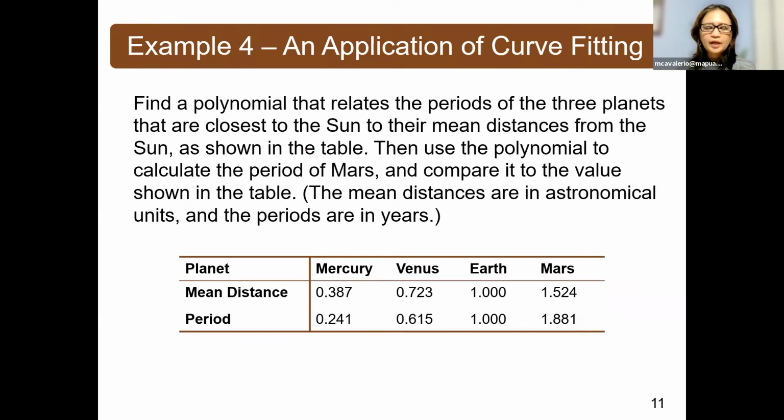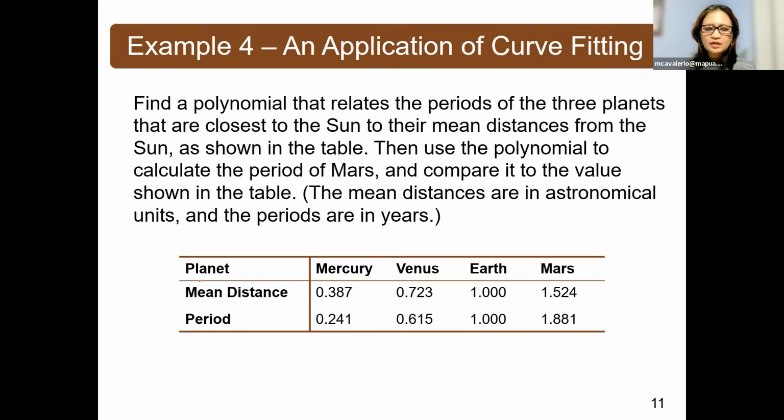Find a polynomial that relates the periods of the 3 planets that are closest to the sun to their mean distances from the sun as shown in the table. Then use the polynomial to calculate the period of Mars and compare it to the value shown in the table. The mean distances are in astronomical units and the periods are in years. So we're given the mean distance as well as the period.